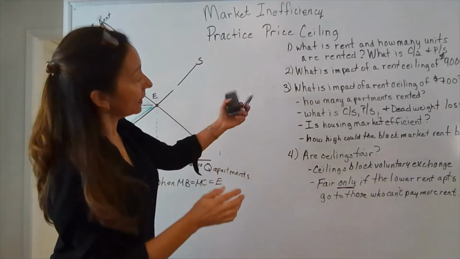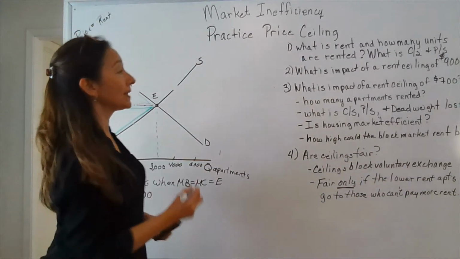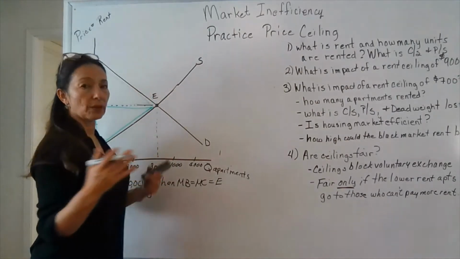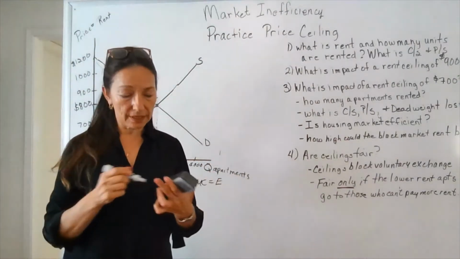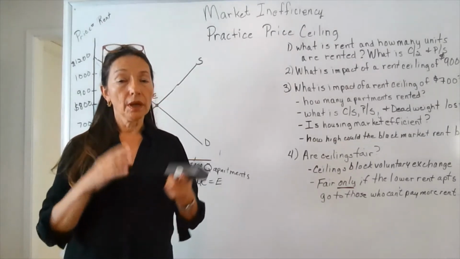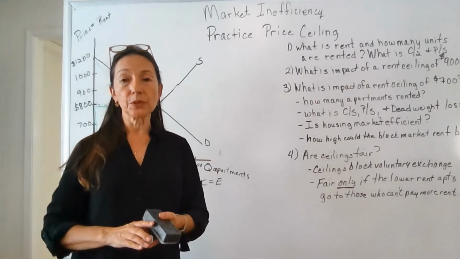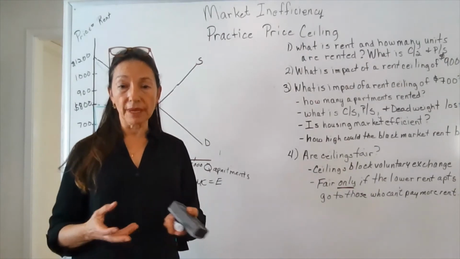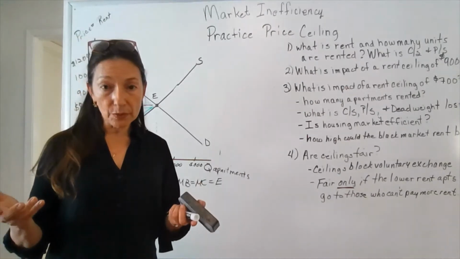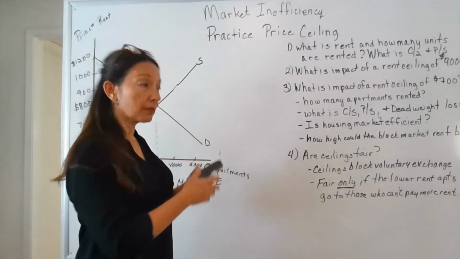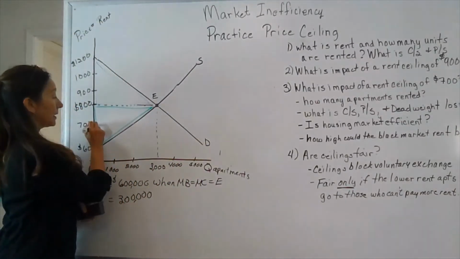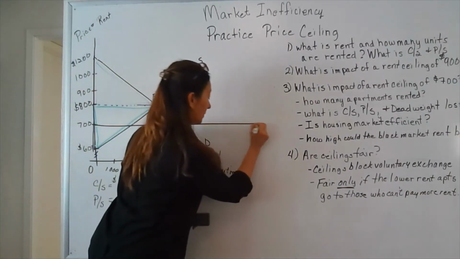Okay, finally, or not finally, but question number 3 is, what is the impact of a ceiling of $700? So again, why would they put in a rent ceiling of $700? Most of this is done for political reasons because people are complaining that the prices are too high. Government wants to take action and make it more fair and make sure people who can't afford the higher rents have those rents. And let's see what happens when they do put in that rent ceiling. So here we go, $700.